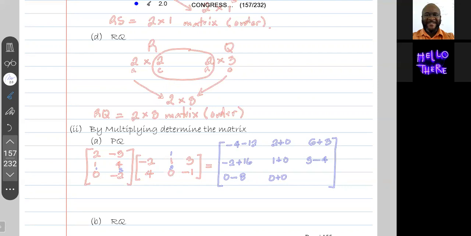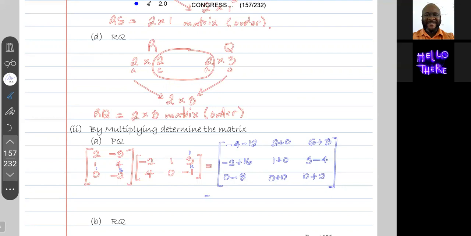And lastly, bottom row, right column. First, second. 0 times 3 is 0. Minus 2 times minus 1 is positive 2.